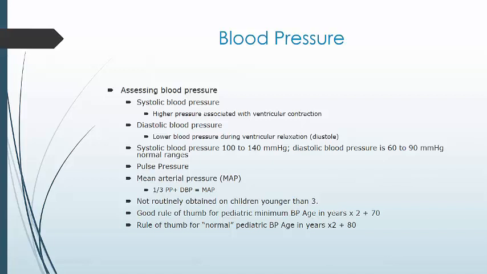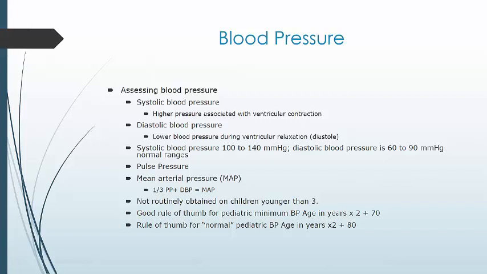But for those pediatrics above the age of 3, a good rule of thumb for a minimum blood pressure is their age in years times 2 plus 70. So say they're 4 years old. 4 times 2 is 8 plus 70, so 78. That would be your minimal acceptable blood pressure.